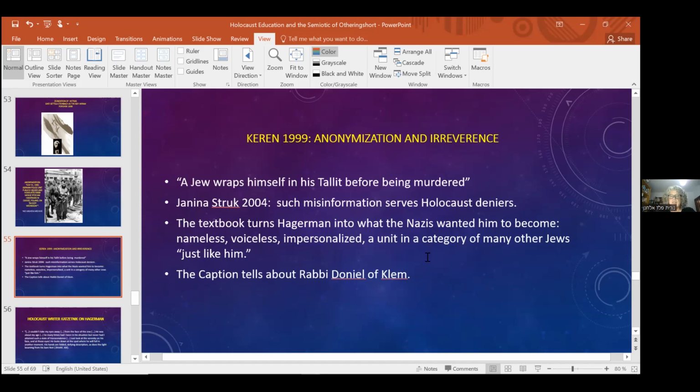But the schoolbook turns Rabbi Hagerman into what the Nazis wanted him to become: nameless, voiceless, impersonalized, a unit in a category of many Jews like him. And then the caption proceeds to tell the story of another rabbi altogether from another place, Rabbi Doniel of Klem. They have nothing to do with each other, but it's like catching two birds with one stone. Doniel is not shown, and Hagerman is not narrated, and they come together with the same caption.